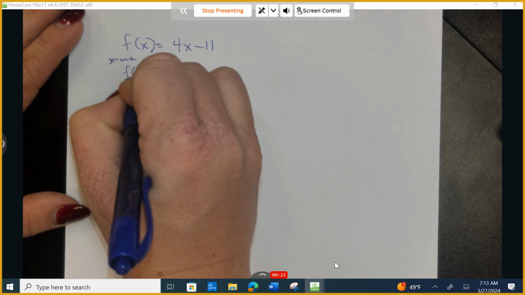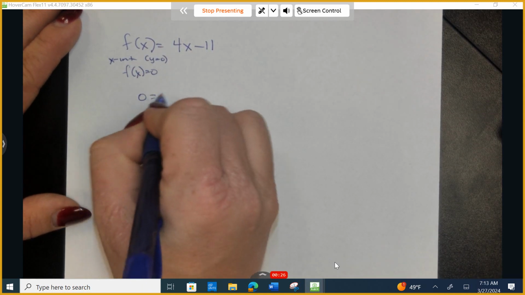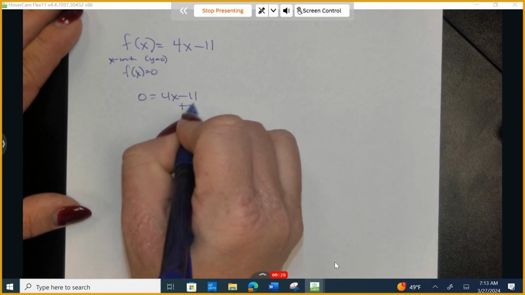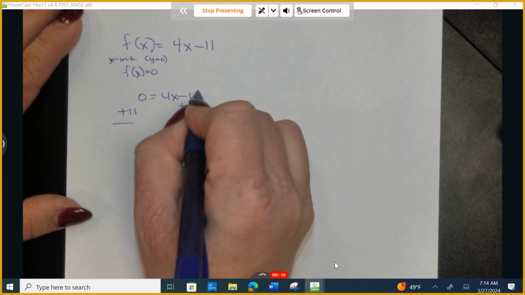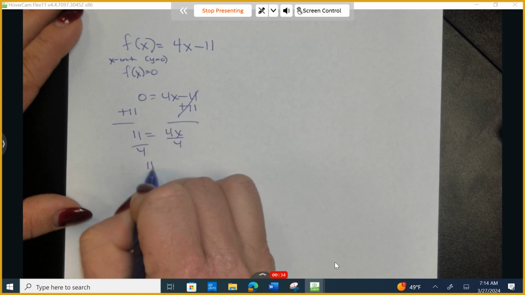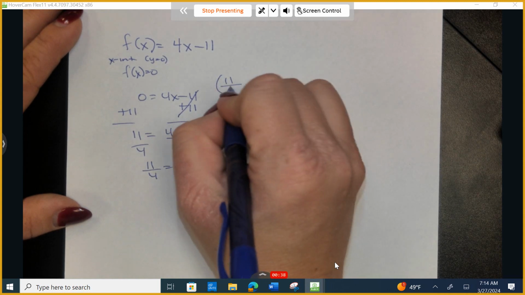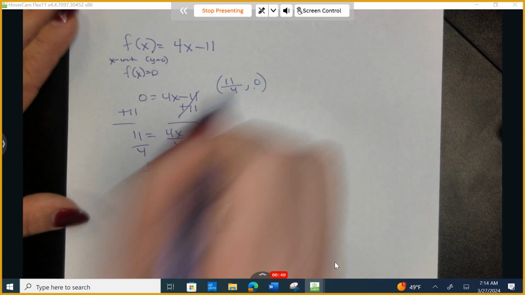So this is the way I've always taught finding the x-intercepts. I'm going to replace f of x with 0, so y equals 0. 0 equals 4x minus 11, and then I'm going to isolate the x. First, I'm adding 11 to the opposite side. I'm dividing by 4. 11 over 4 is what x equals. I'm going to write it as an ordered pair. There's the x, and there's the y value.